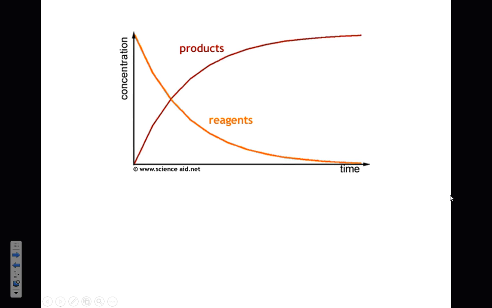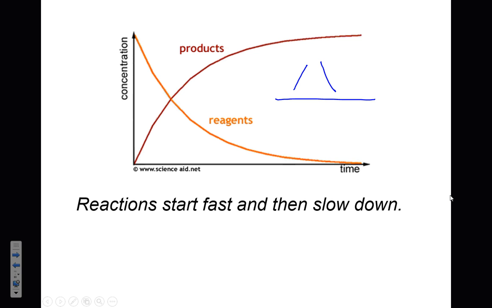Notice it says reagents. That's just another name for reactants, and products versus time. Well, if we're flat, that means our concentration is not changing. But if we are a steep line, whether it's up or down, that means our concentration is changing very rapidly. So that must mean at the very beginning, it looks like a reaction starts very fast and then slows down.